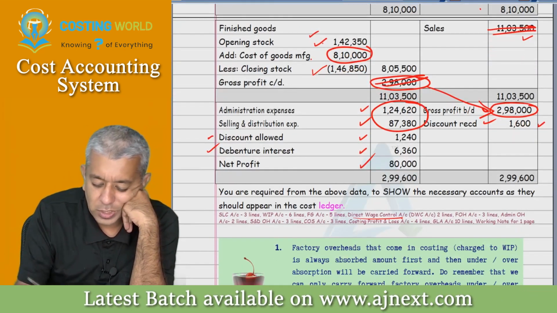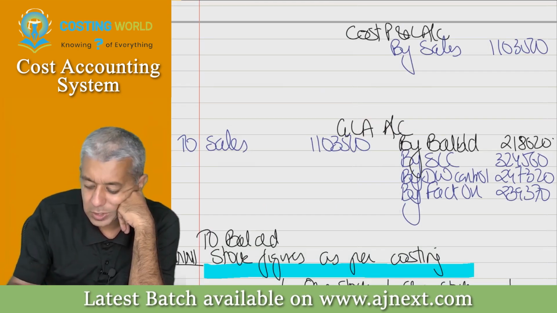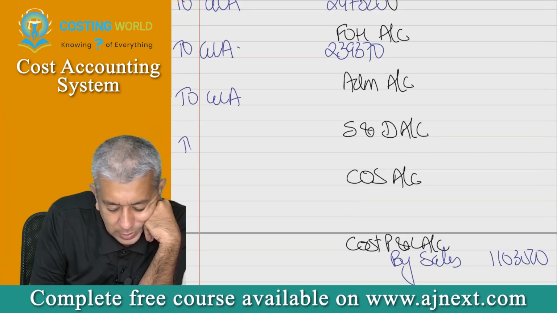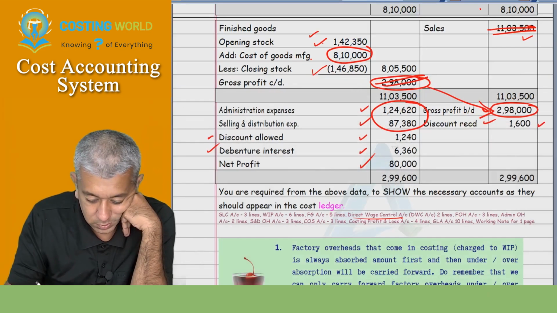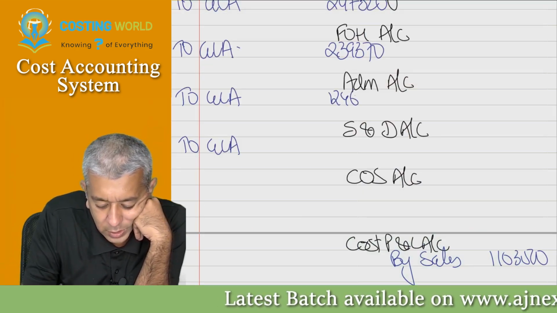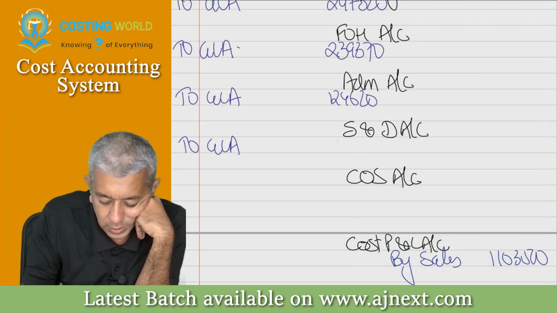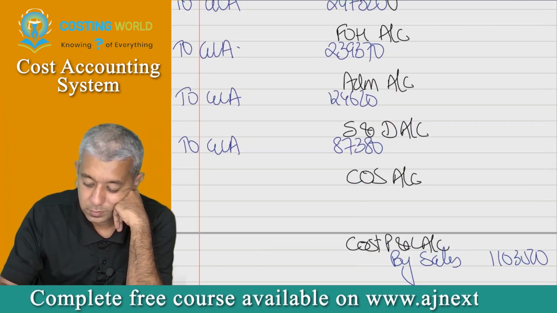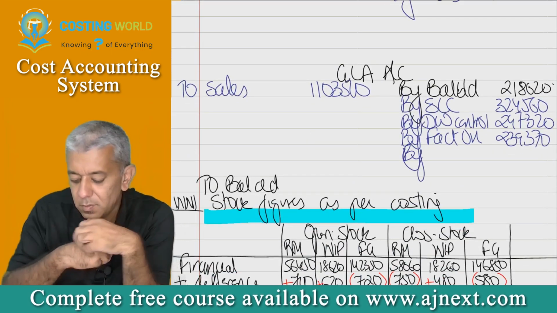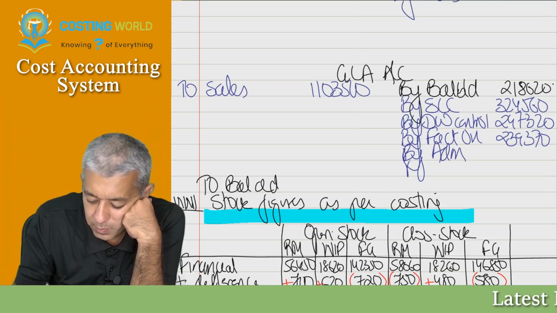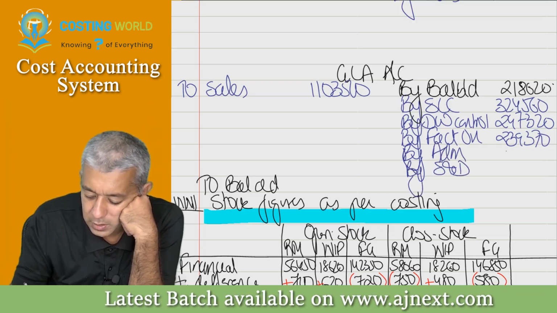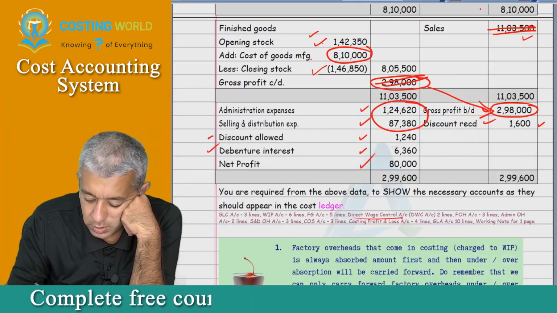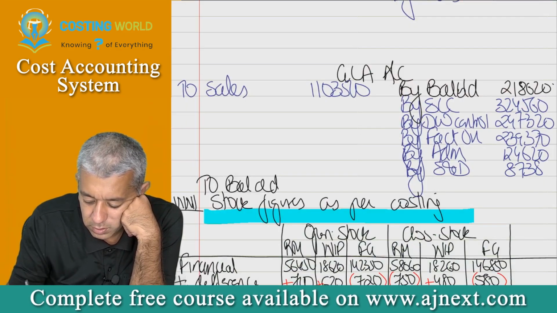Further, administration and S&D. Now in this particular case, pass their entries. Admin account debit to GLA. S&D account debit to GLA. 124,620. 87,380. By admin, by S&D, 124,620, 87,380.